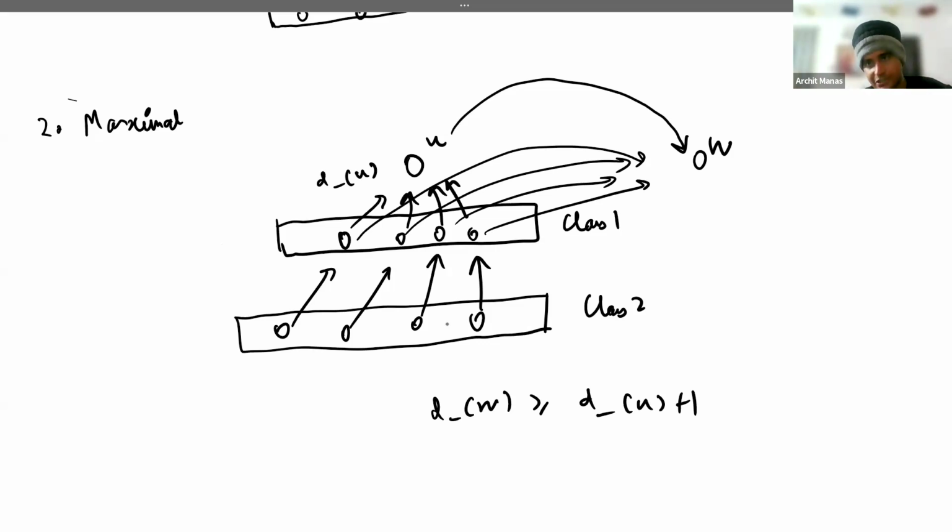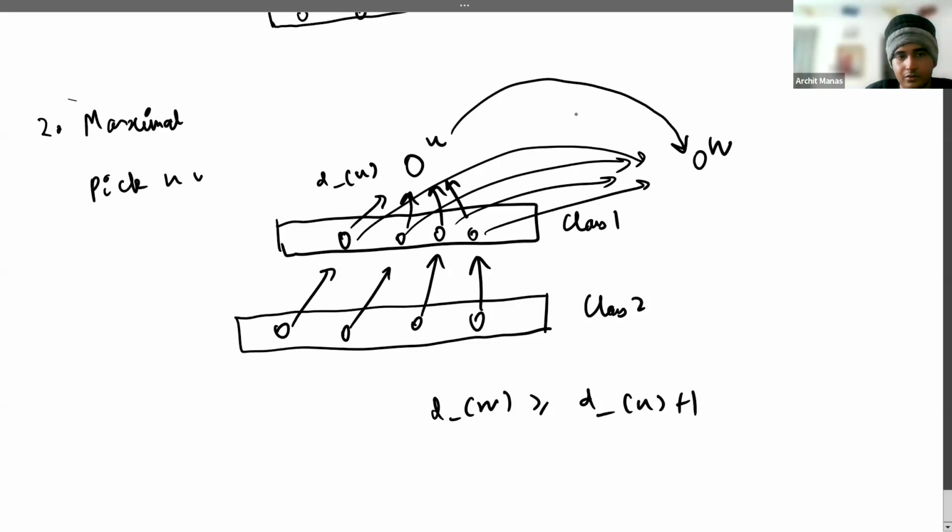Can we have 3 classes? Well, no. In this case, you can't have 3 classes because if there were a class not belonging to class 1 and class 2, then it would have a larger in degree, but that's not possible because we chose U with maximum degree.